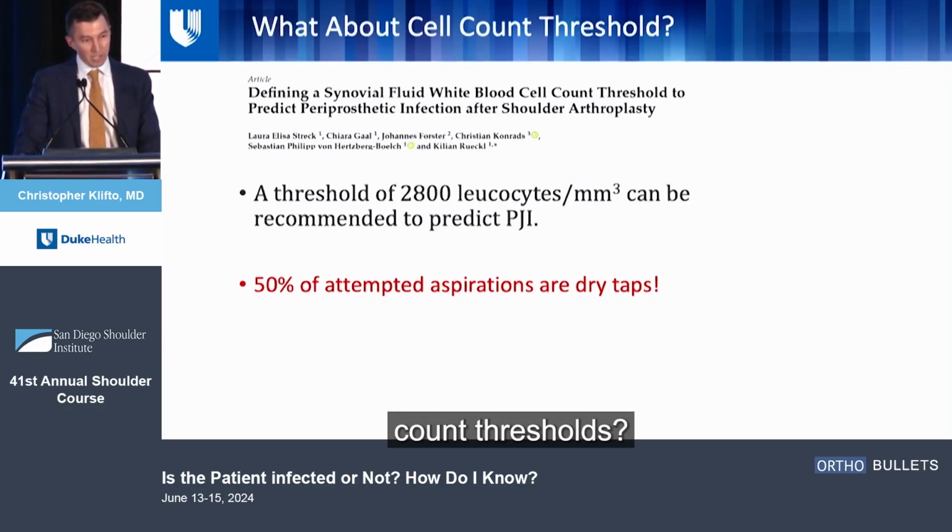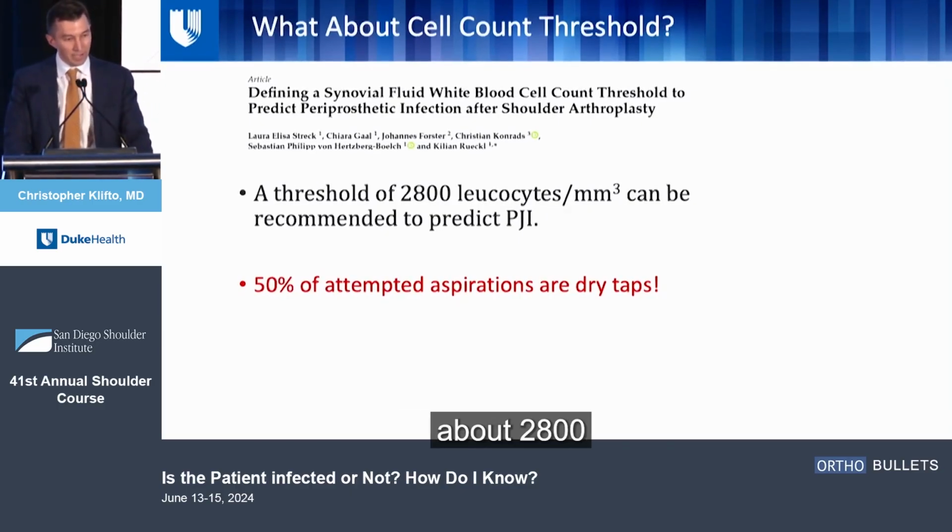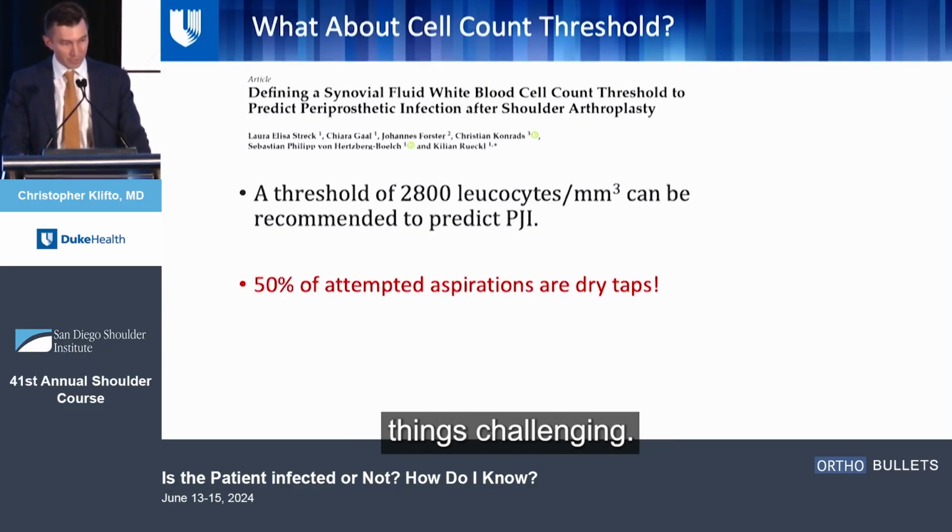So what about cell count thresholds? Well, a lot of different values out there in the literature, but a threshold of about 2,800 can be recommended to predict PJI, but 50% of attempted aspirations are dry taps, which makes things challenging.